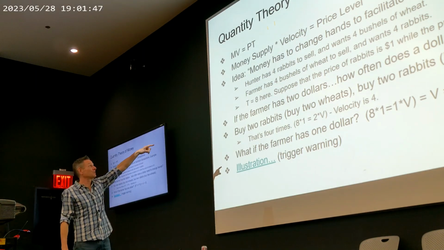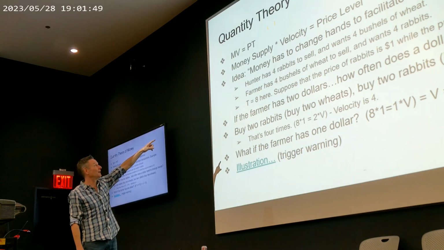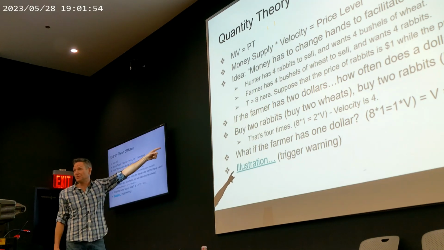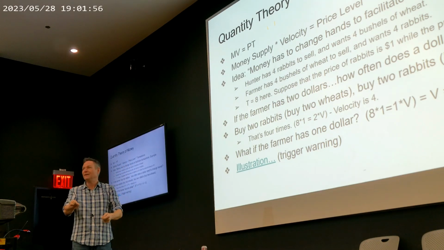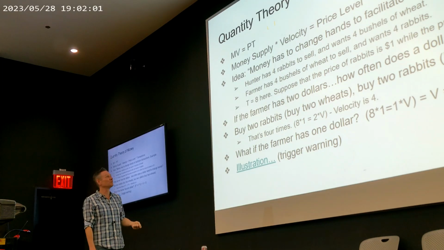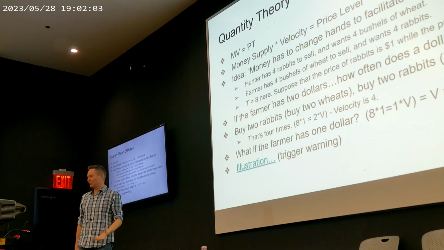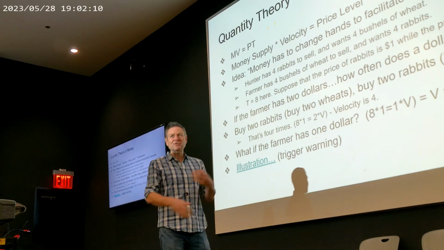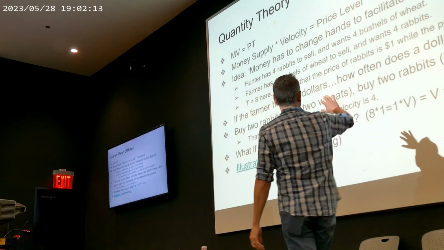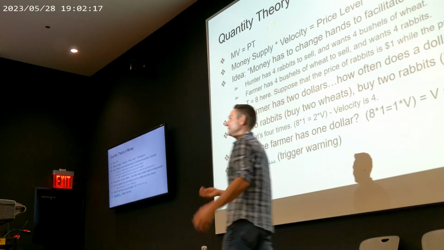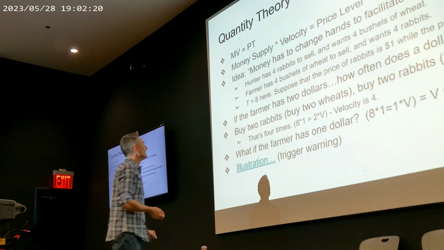If you think about it this way, what the hunter wants to do is sell 4 rabbits. What the farmer wants to do is sell 4 bushels. Of course, each sale has a buyer. If you add up these 4 transfers of rabbits and these 4 transfers of wheat bushels, you wind up with 8 total transactions that want to happen across the economy. Okay, let's suppose that the price of a rabbit is $1 while the price of wheat is $1. It just makes it work out nicely.